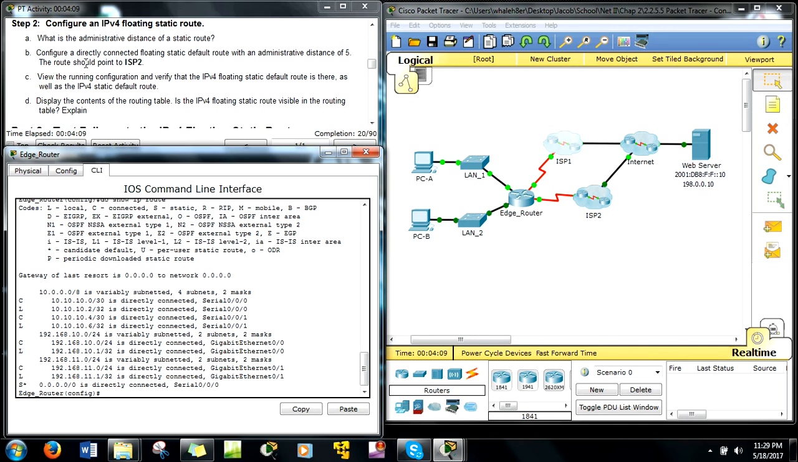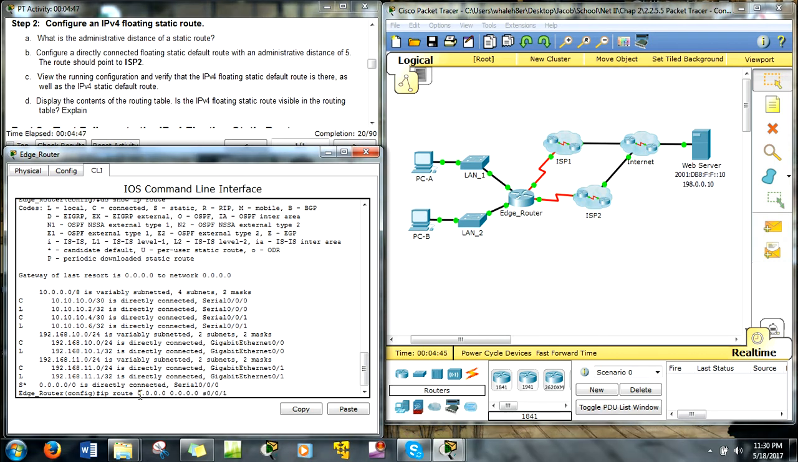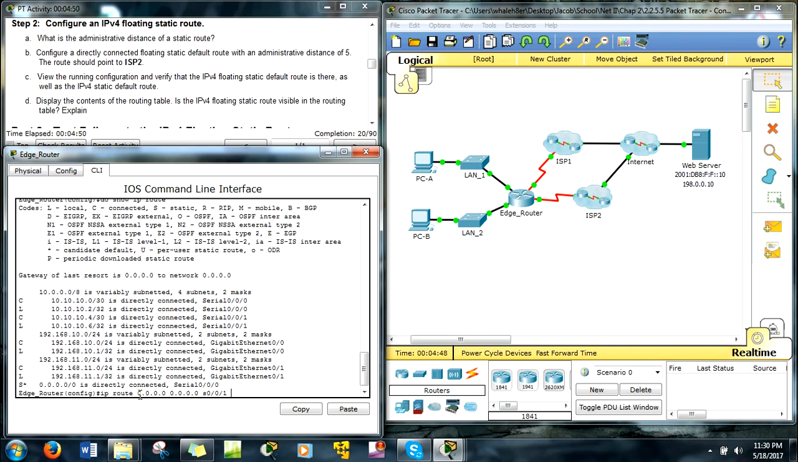Let's see. Configure a directly connected floating static route with an administrative distance of 5. Okay. The route should point to ISP2. Okay, what interface is that? Let's see it again. S0/1/0. So if we do not know, we're going to be using that quad zeros again. If we don't know where to go, we're going to go through interface 1, but we don't want it going there all the time.